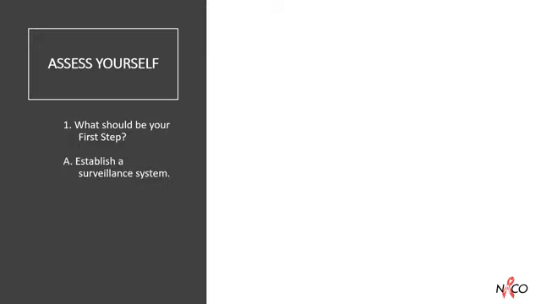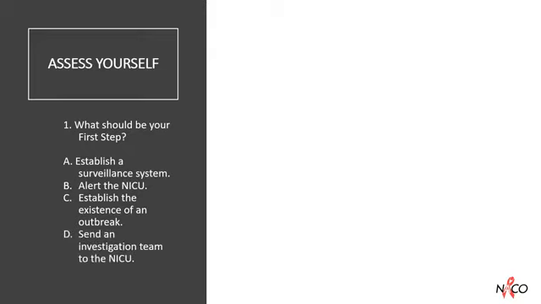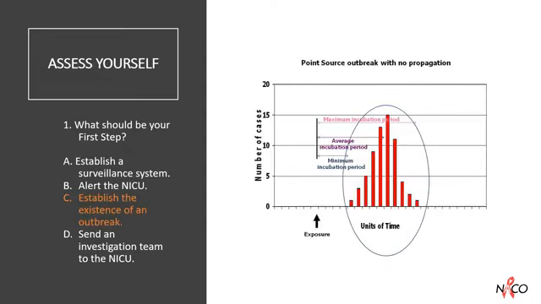Option A. Establish a surveillance system. Option B. Alert the neonatal intensive care unit. Option C. Establish the existence of an outbreak. Option D. Send an investigation team to the NICU. The first step in your investigation would be to establish the existence of an outbreak. How will you establish an outbreak? This is best done and visualized by plotting a graph and seeing an increased clustering of cases around a particular period of time.